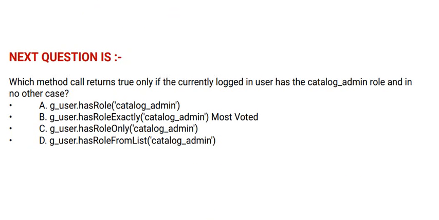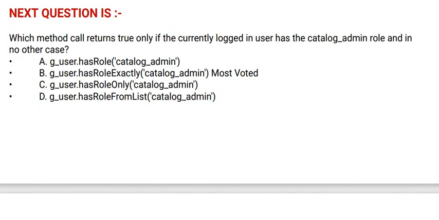Next question is, which method returns true only if the currently logged in user has the catalog admin role and false in other cases? Option A, user has role catalog admin. Option B, GlideUser has role exactly catalog admin. Option C, GlideUser has role only catalog admin. And option D, GlideUser has role from list catalog admin. And the correct answer is option B.